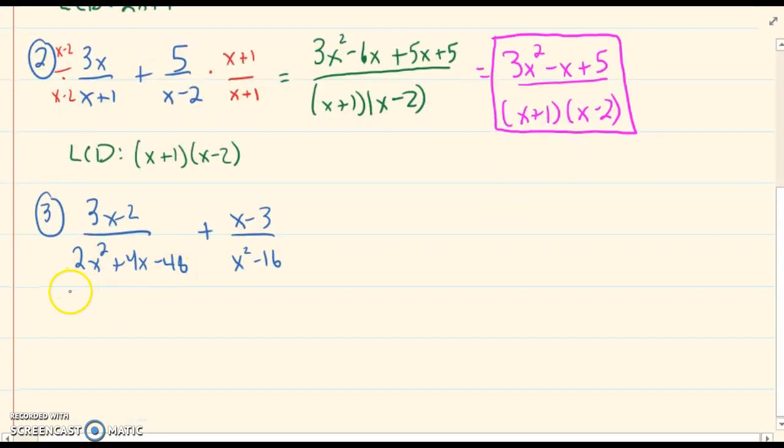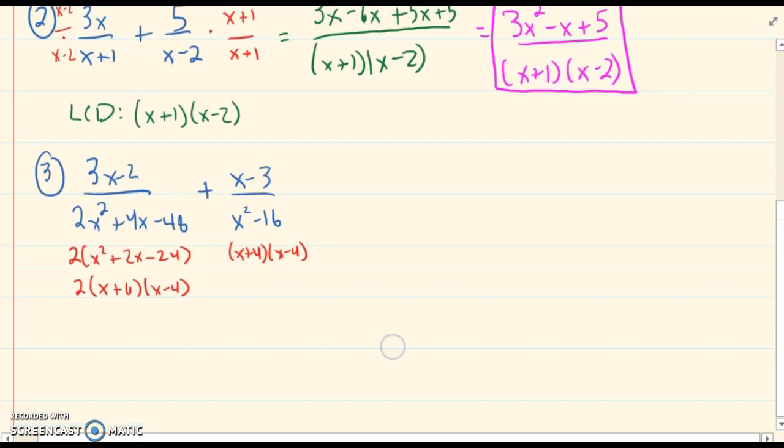In the denominator, I can take a 2 out of all those. And I actually can go further with that factoring. x squared plus 2x minus 24 would factor to x plus 6 and x minus 4. Over here with x squared minus 16, I have an x plus 4 and x minus 4. So I am looking to find my least common denominator.